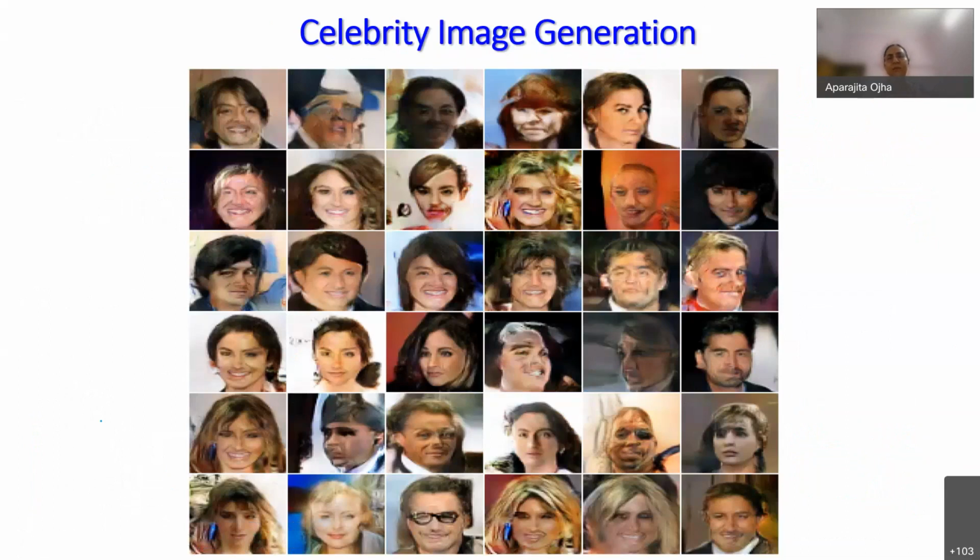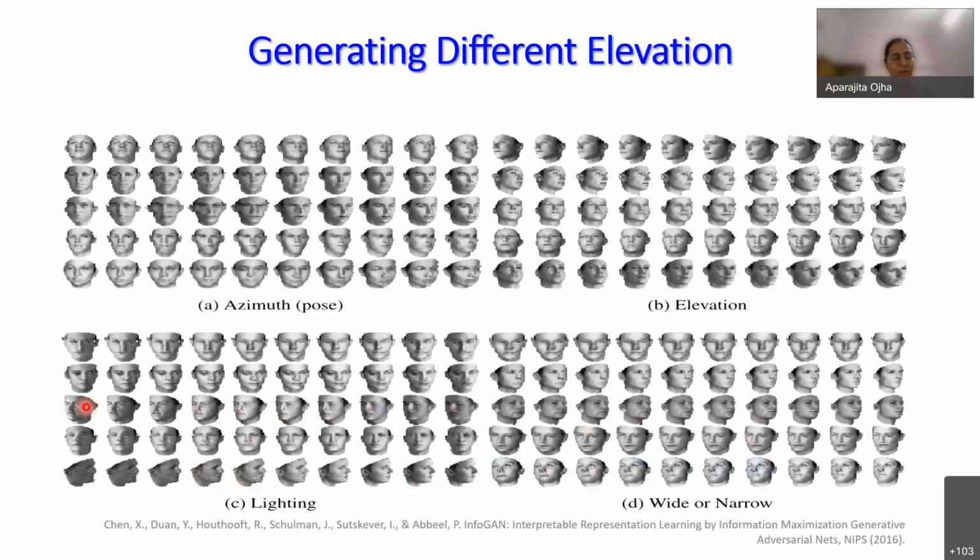All right, so I give you some example celebrity image generation by these people, by these methods. You can see that there are still some examples like this one, this example. Some problems are there, definitely. But these problems are alleviated with new proposals for GAN. So generating different elevations is another example by Chen.